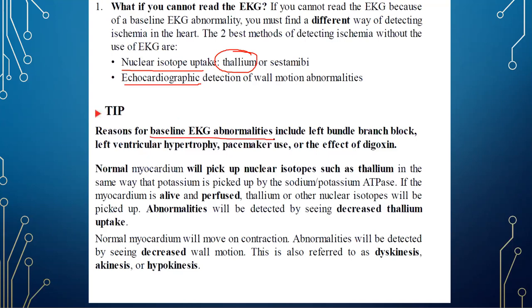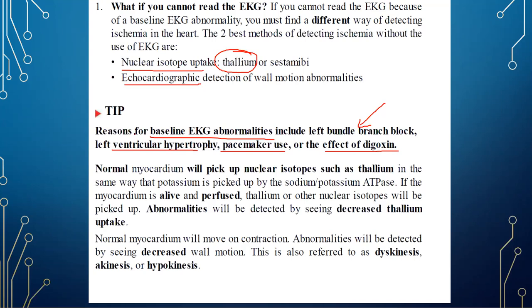What are the baseline ECG abnormalities you should look for? If there is left bundle branch block, if the patient is already on a pacemaker, then ECG will not give you any finding. If the patient is on digoxin, also it will have a baseline abnormality, or if the patient has left ventricular hypertrophy. So any patient having left bundle branch block, LVH, pacemaker, digoxin, those patients you cannot do ETT. You have to think to do either thallium scan or echocardiogram.